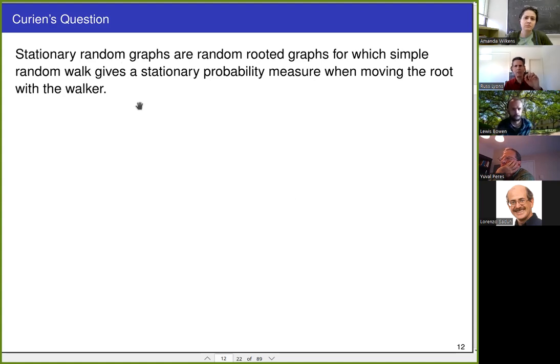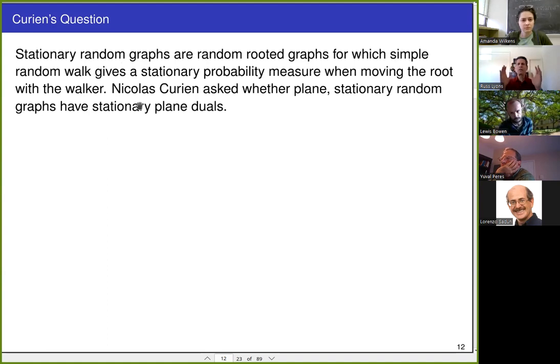More precisely, what we mean by stationary is when the random walk takes a step, the root moves with it. So that's the new rooted graph. So he asked, suppose you have a plane stationary random graph. Is there, like there is for the unimodular case, a stationary plane dual? Is there a way to root the dual graph that will make it stationary also for a simple random walk? So the idea is how much of the theory of unimodular random rooted graphs extends to this more general setting.